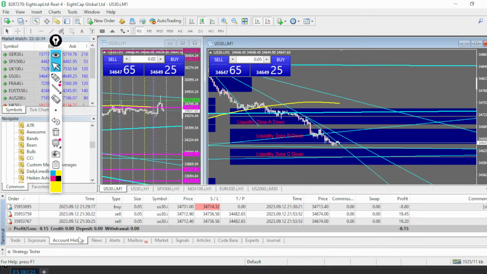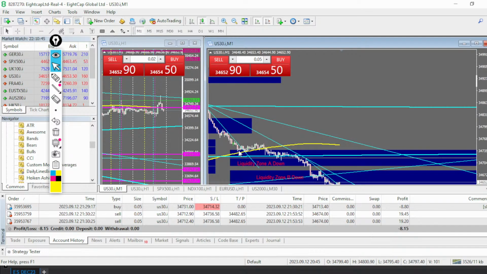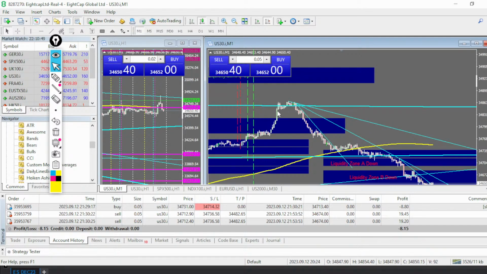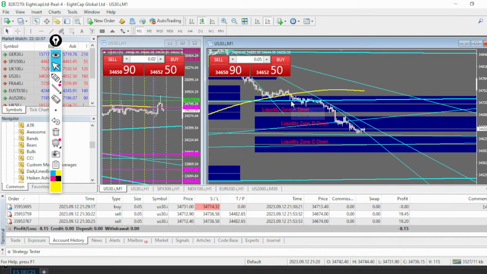Okay, guys, that's it for today. I wasn't able to catch the short that I was looking for earlier, but it came a little bit later on, and I ended up not catching the first part of it. As you guys can see, it came here. I ended up not catching the first part of it, which took us down to that level. And I caught it somewhere in here to go short.